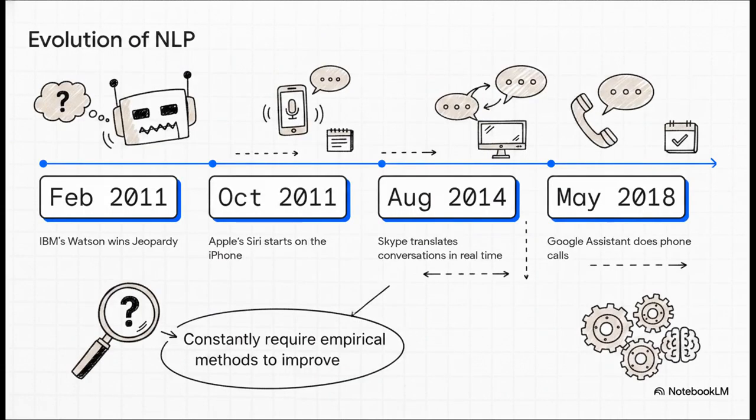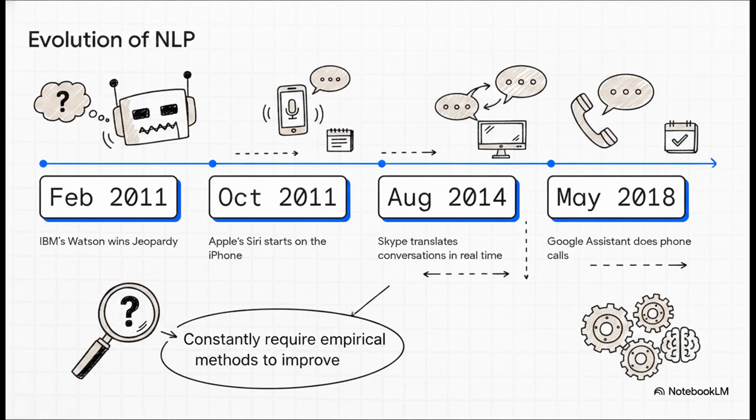Just look at the timeline of NLP evolution. It's wild. In just a few short years, we saw some massive game-changing leaps. In 2011 alone, IBM's Watson wins Jeopardy and Siri hits the iPhone. Then, boom, 2014, Skype gives us real-time translation. And by 2018, Google Assistant is literally making actual phone call appointments for us.